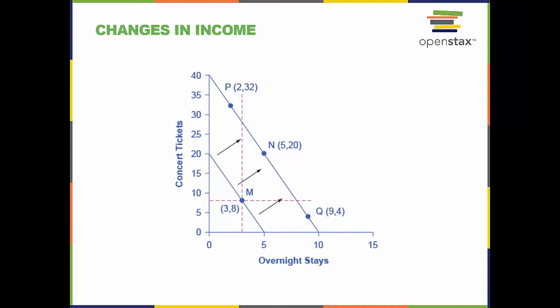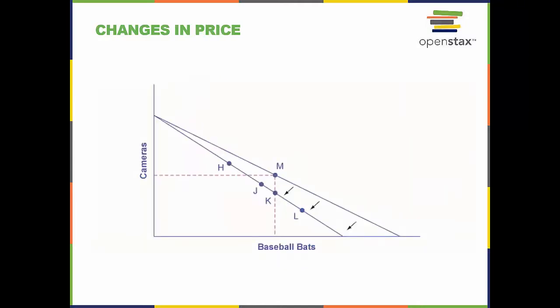On the new budget constraint, a choice like N would be made if both goods are normal goods. If overnight stays, in this case, is an inferior good, a choice like P will be made. If concert tickets are an inferior good, a choice like Q will be made. What if the price of one or both products change? How does that change our utility maximization mix?